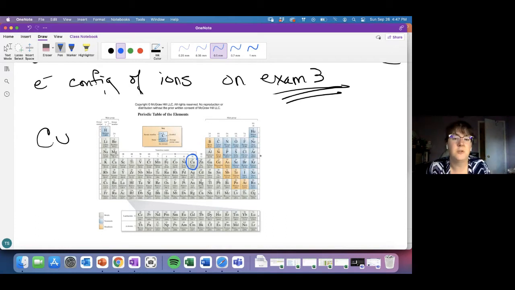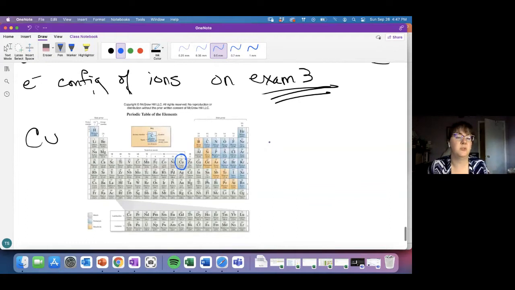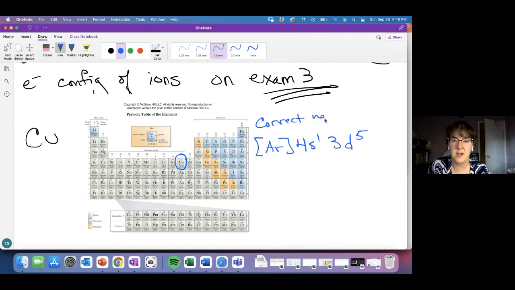So the electron configuration for copper is one of the exceptions we do expect you to know. We would expect you to know that the correct electron configuration for copper is argon 4s1 3d10. Yes, it does have this weird thing where there's 4s1, but this is one of the exceptions that you're responsible for. So this is the correct neutral ground state.